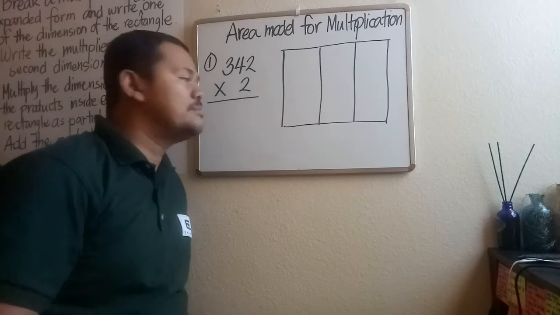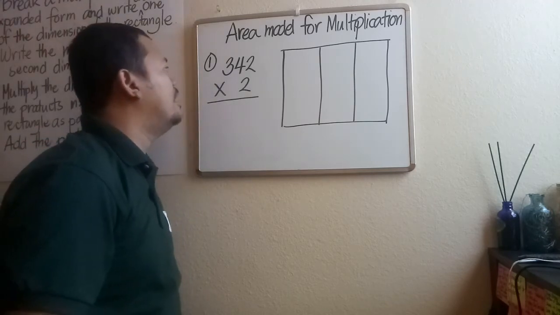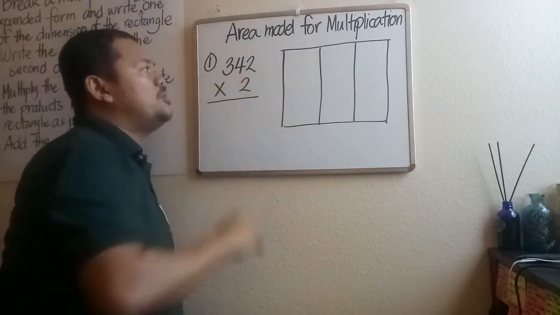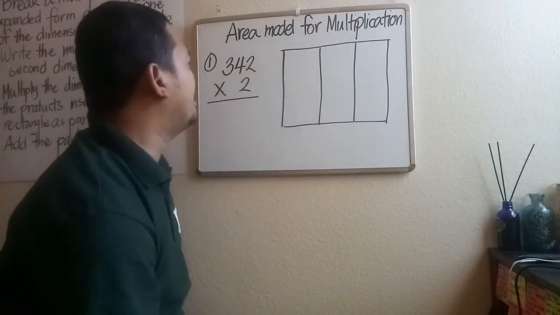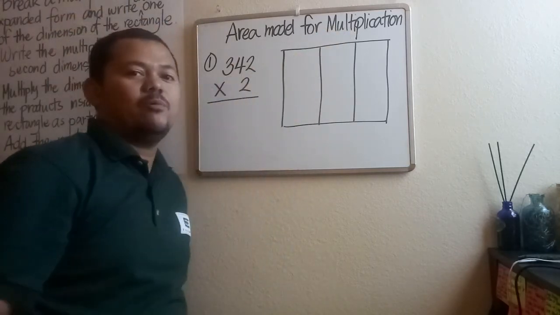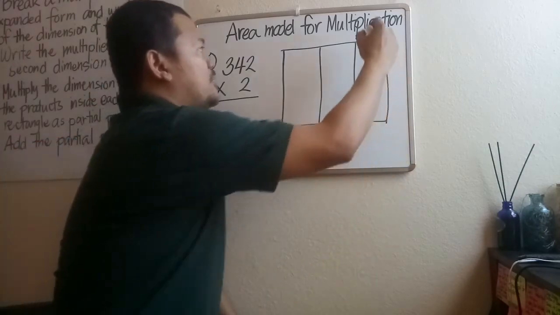When you're done writing, I want you to write first our multiplicand at the top level. So first is ones. What number is in our ones place value? We got here 2.